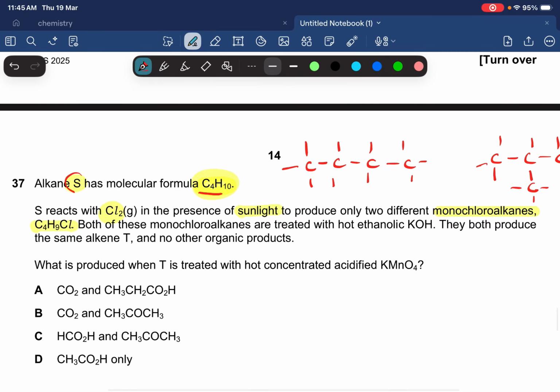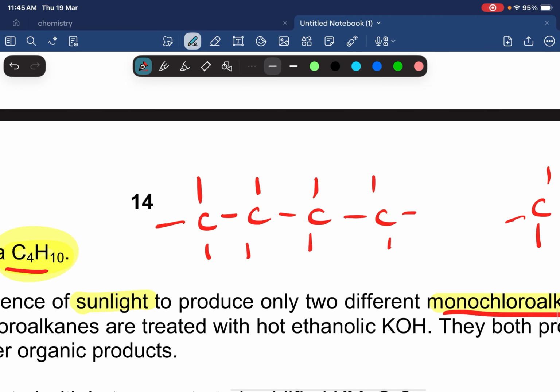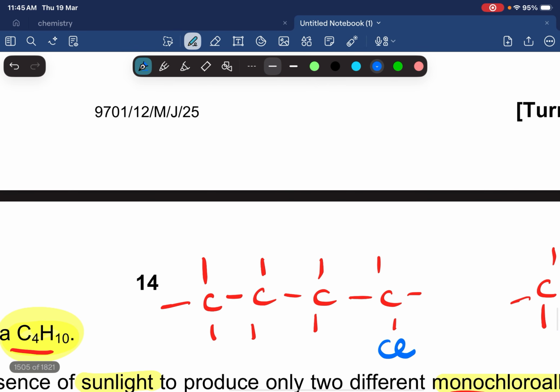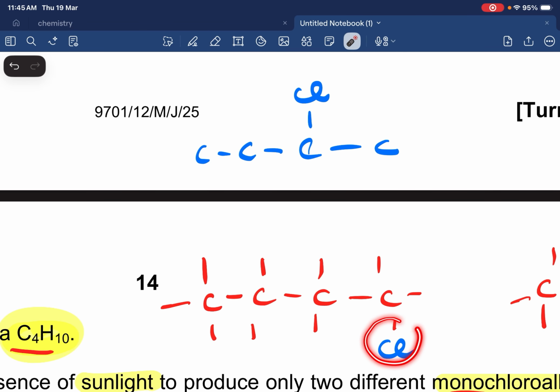Now S is going to react with chlorine in the presence of sunlight to produce only two different monochloroalkanes. If I make butane react with chlorine, I can form two different monochloroalkanes: 1-chlorobutane and 2-chlorobutane. If the chlorine attaches to the first carbon, it's going to become 1-chlorobutane. If the chlorine attaches to the second carbon, it's going to become 2-chlorobutane.